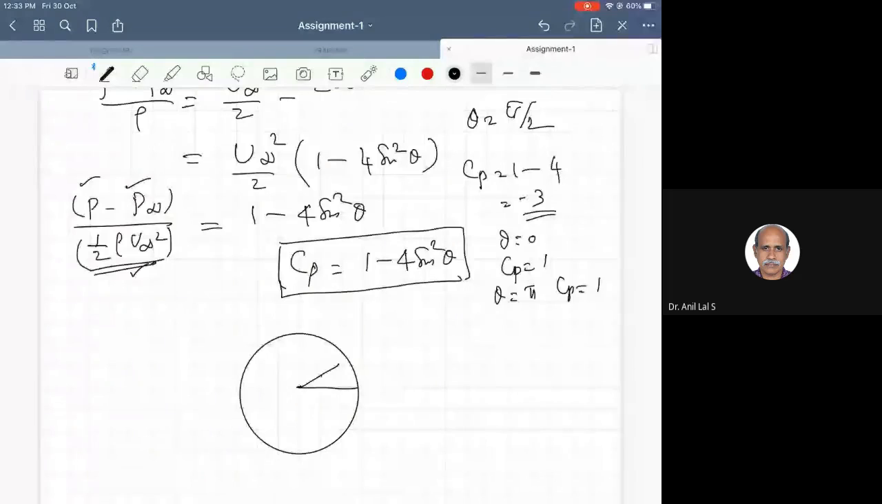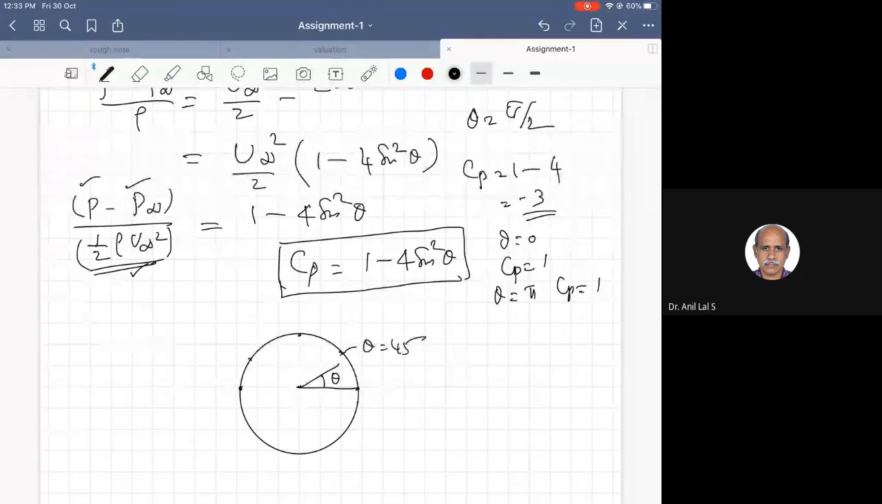So at this point, maybe this point, this may be 45 degrees, theta is equal to 45 degrees. This is theta equal to 0, this is theta equal to 90. Like that, you plot that, right? So I will stop the recording and we'll have a discussion.